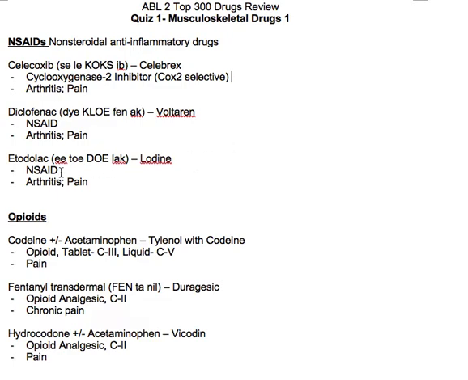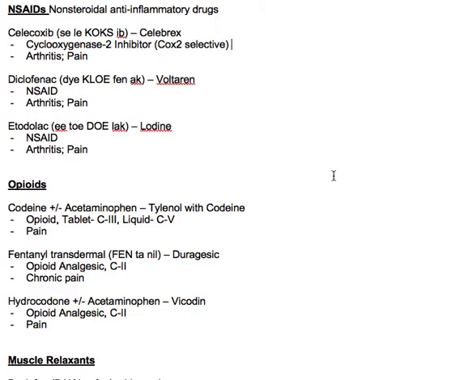Etodolac, brand name Lodine, is another NSAID that is highly COX-2 selective as well, and also used for arthritis or pain. But out of all three of these, celecoxib is the most COX-2 selective agent. That's why it's probably written like that.